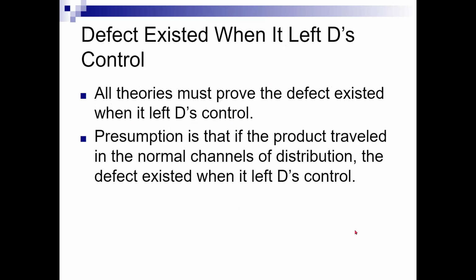The defect existed when it left the defendant's control. All theories must prove the defect existed when it left the defendant's control. Presumption is that if the product traveled in the normal channels of distribution, the defect existed when it left the defendant's control.